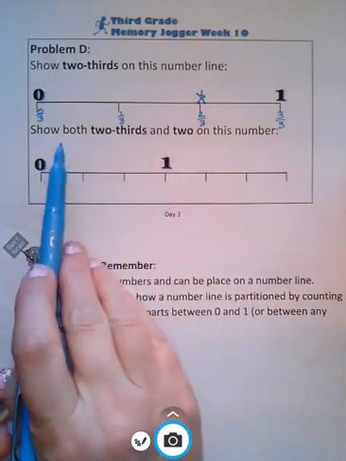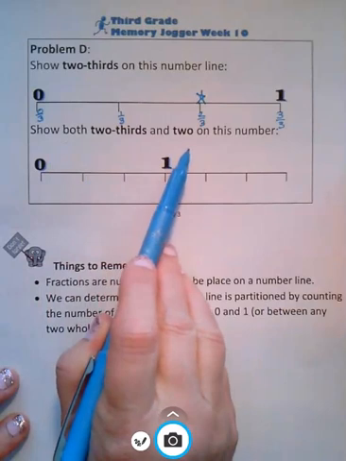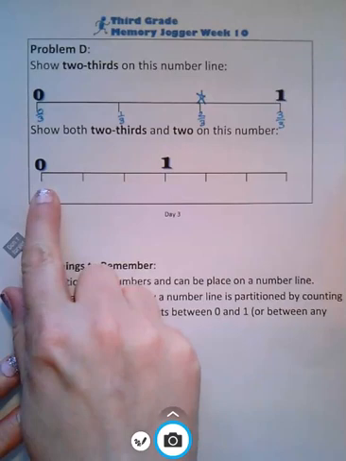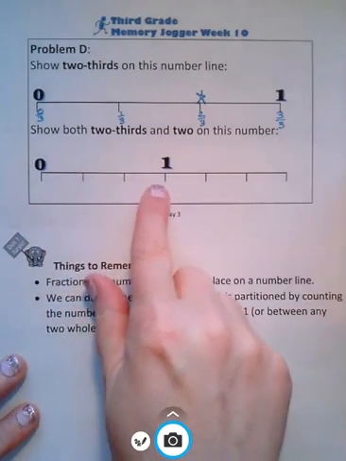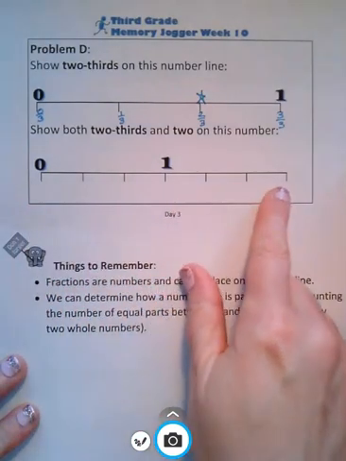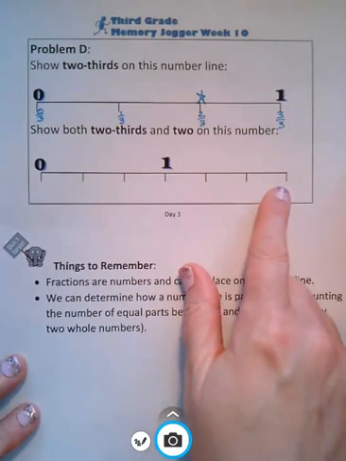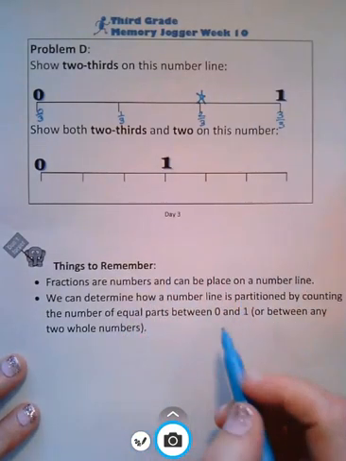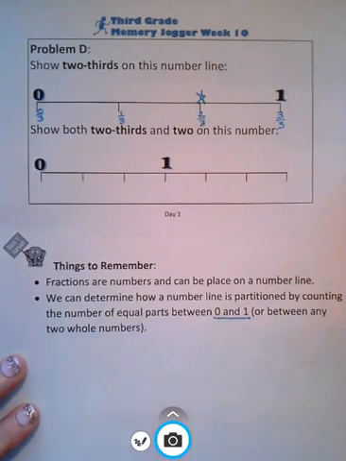And the next one tells us to show both 2/3 and 2 on this number line. So on this number line, if I were to count the spaces again, I might say 1, 2, 3, 4, 5, 6. But if I were to count that way, I would make a mistake because I might think this is counting by 6. But I have to remember that we should always look between 0 and 1 to decide how a number line is counting. Or really, you could look between any two whole numbers.